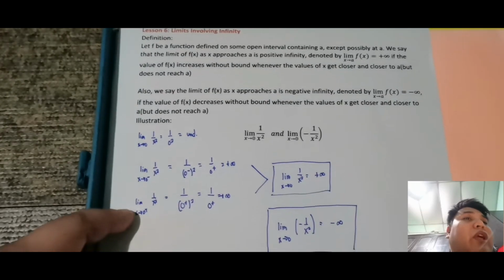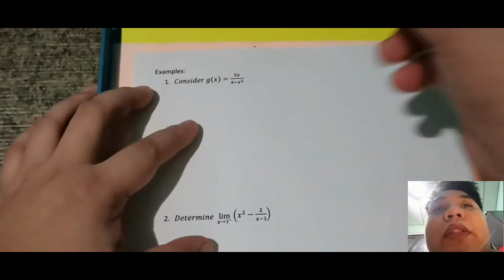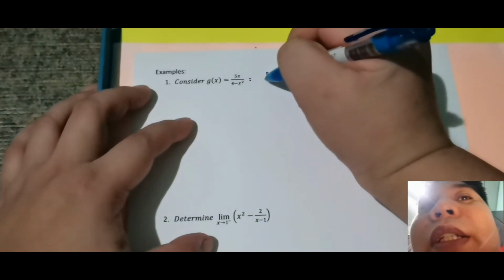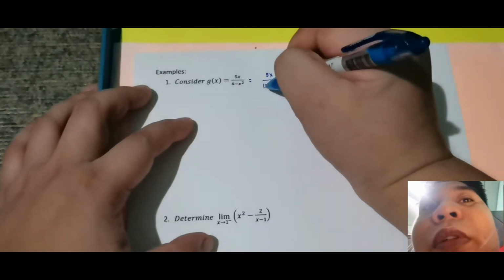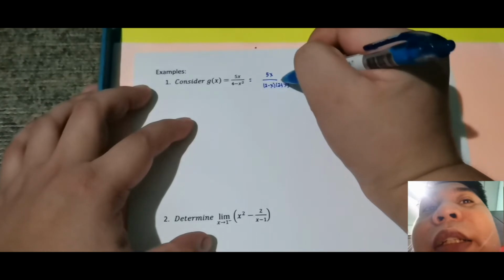So, let's have more examples about this. Okay, so let's have example number 1. Consider g of x is equal to 5x over 4 minus x squared. We did not say where to approach, but let's take the factor in the denominator and approach there so that we get infinity or the left and right limits we need. So if we factor the denominator, this is also equivalent to 5x over 2 minus x, then 2 plus x.